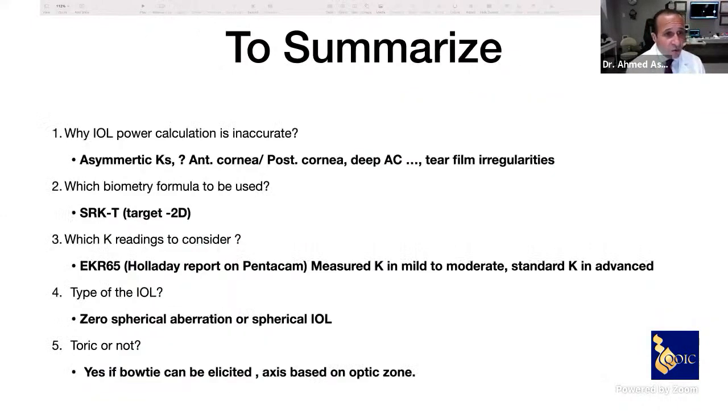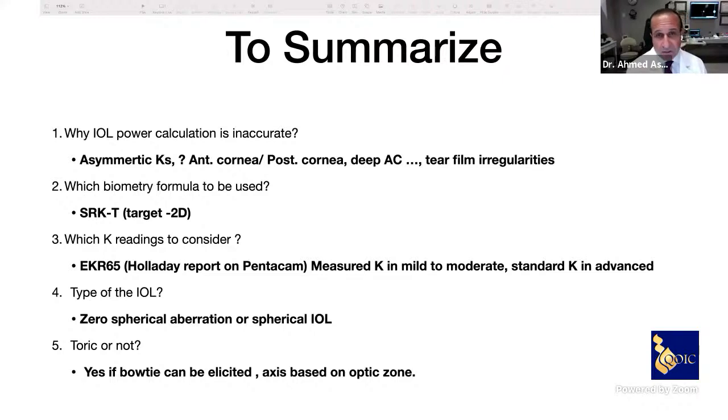To summarize, why is IOL power calculation inaccurate? Because of the asymmetric K readings, the disturbed ratio between the anterior and posterior corneal surfaces, deep anterior chamber, and tear film irregularities. Which biometric formula shall we use? It's best to use the SRK/T formula and target low myopia according to the K readings, mild, moderate, or severe keratoconus. Which K reading shall we consider?